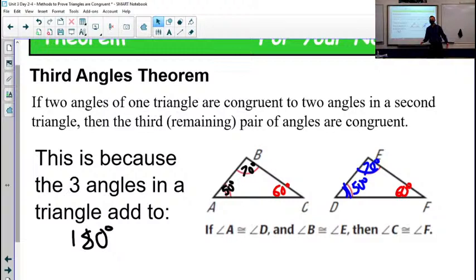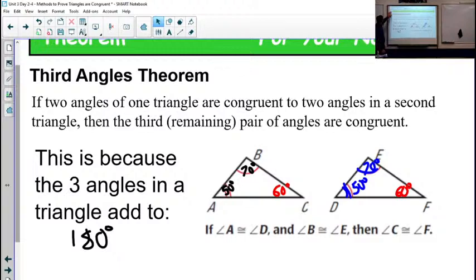So because I have those two angles lining up, regardless of what triangle I'm talking about, I have 120 degrees so far, so I can only have 60 degrees for that third angle. It's locked into place. All right?